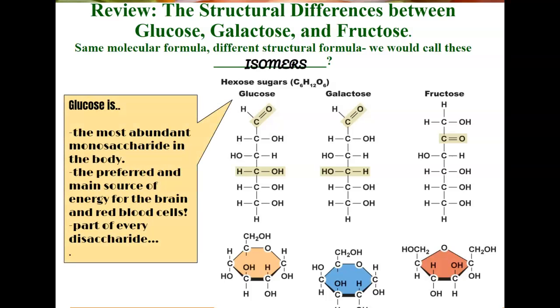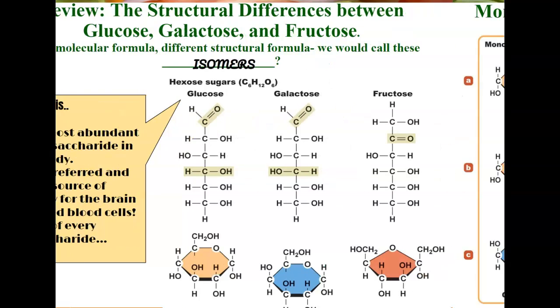Here's a little bit of information about glucose. Please don't write this down, but just listen and pay attention. Glucose is the most abundant monosaccharide found in the body. It is the preferred and also the main source of energy for the brain and the red blood cells. Glucose is part of every single disaccharide that there is. So now let's talk about what a disaccharide is.